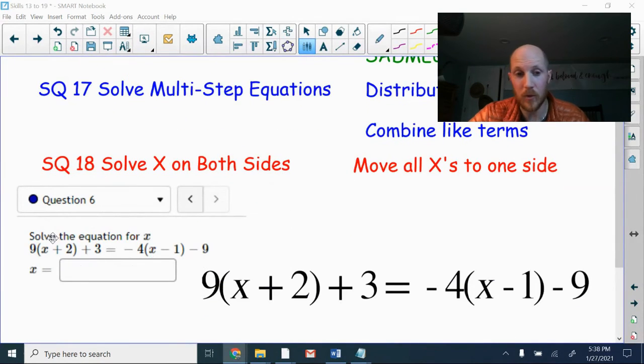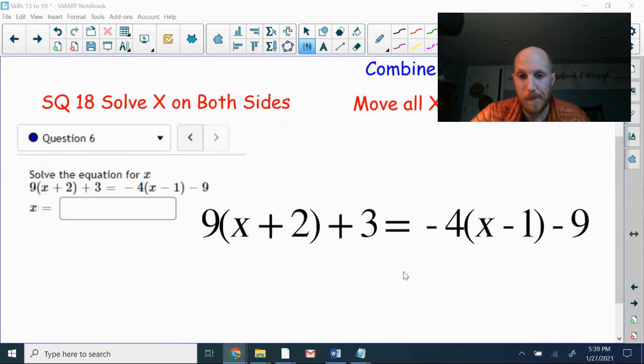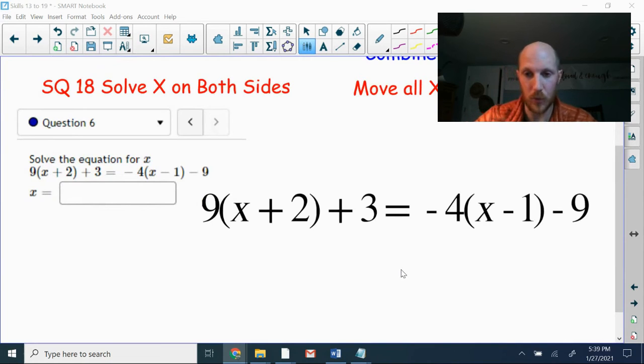So the directions ask us to solve this equation for x. It's pretty typical. 9 times the group x plus 2, and then plus 3 equals negative 4 times the group x minus 1, and then subtract 9. Okay, well, I'm going to start by distributing to get rid of the parentheses. So I'll distribute separately, but on both sides of the equal sign, I have distribution. So I'm just going to write them all down at the same time and save myself a little bit of space on the page.